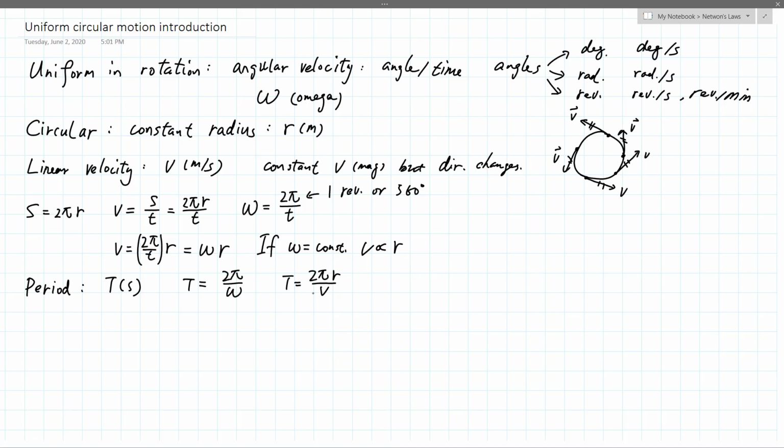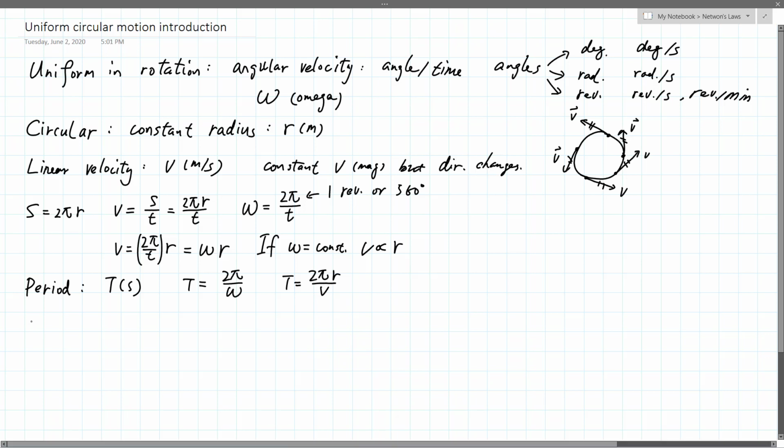So anyway, we have a number of parameters that describe uniform circular motion. And now let's introduce one last one, which is the acceleration. We call it centripetal acceleration. So this is still a, and it's meters per second squared, and sometimes written as a_cen. So I want to see how that is related to the rest of the parameters.